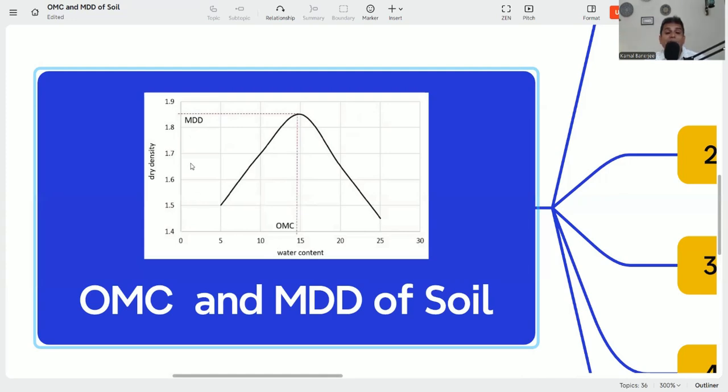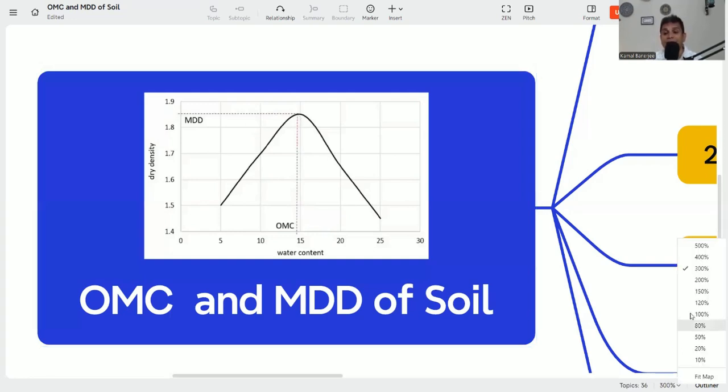because if water is increasing, dry density also increases. But from the point of the OMC, or the optimum moisture content, if we add more water, the dry density will decrease. So we need to find this out. We can calculate this by the IS code. It gives the provisions and details of how to do the test to find out the OMC and MDD. But this is the thing: if we want to achieve compaction, we need to find out the OMC and the MDD. So I think this is clear now.